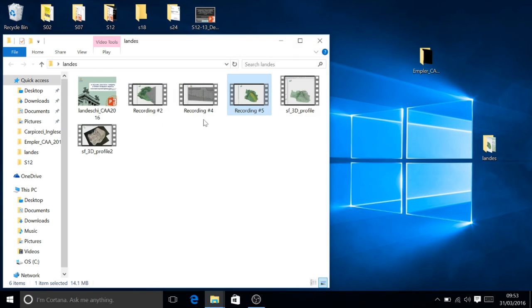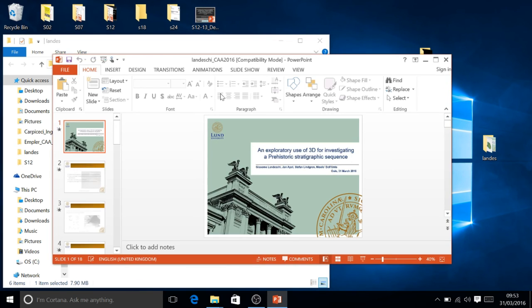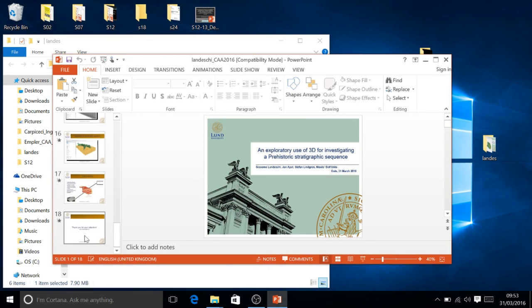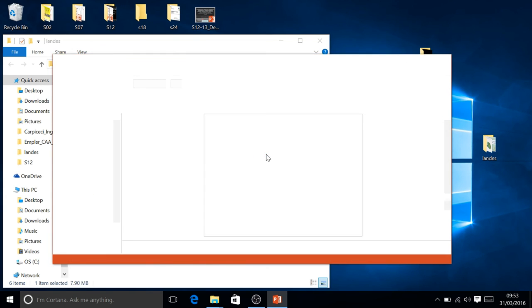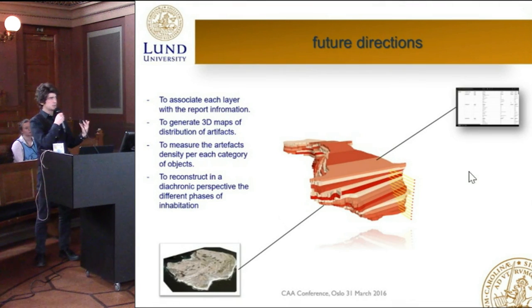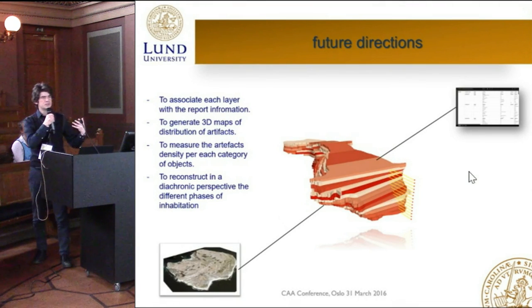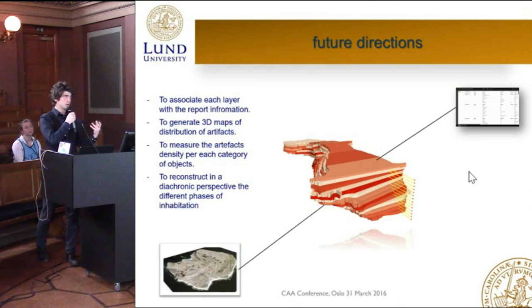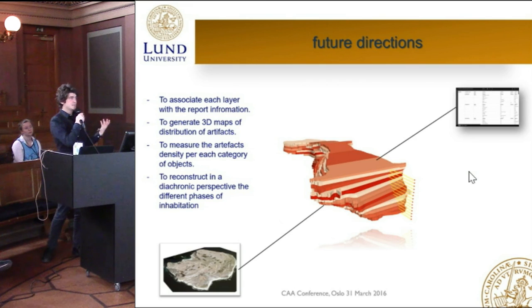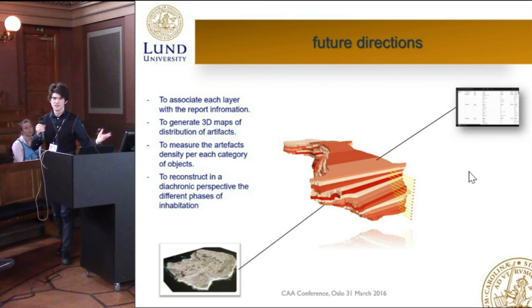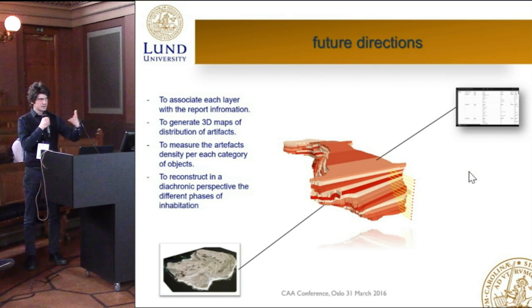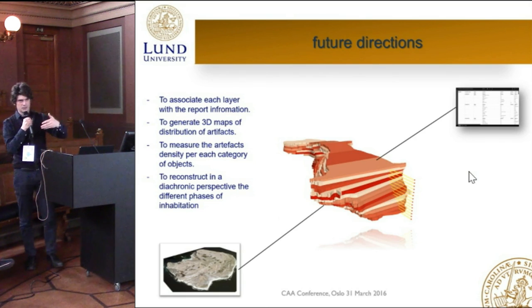So, just to conclude, this is still an ongoing project, so the idea is to further develop it, and in particular to use this information to generate 3D maps of distribution of artifacts and to measure the artifact density per each category of object, for example. So this is something we are still working on.